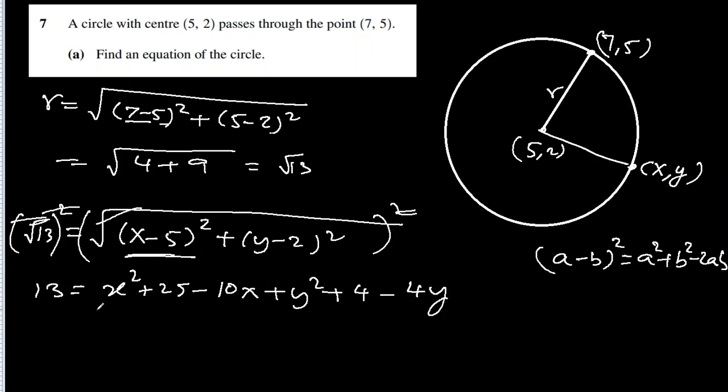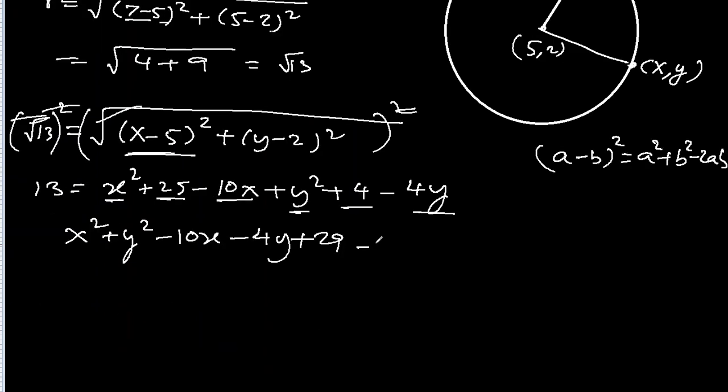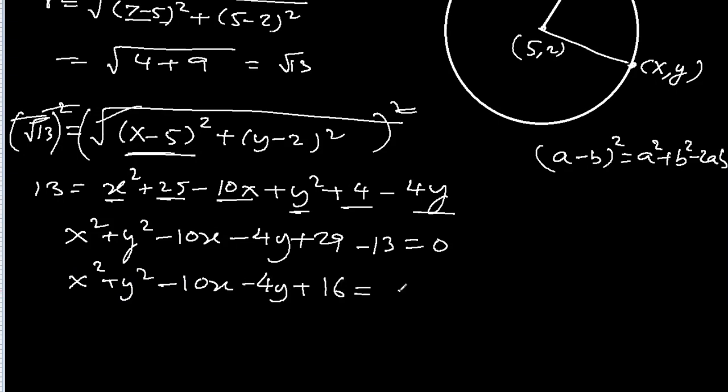And just rearrange the equation by putting everything on one side. So it will be x squared, y squared, minus 10x, minus 4y, and then we have 4 plus 25 is 29, minus 13, equal to 0. So we collected everything on one side. The final equation will be x squared plus y squared minus 10x minus 4y plus 16 equals 0.